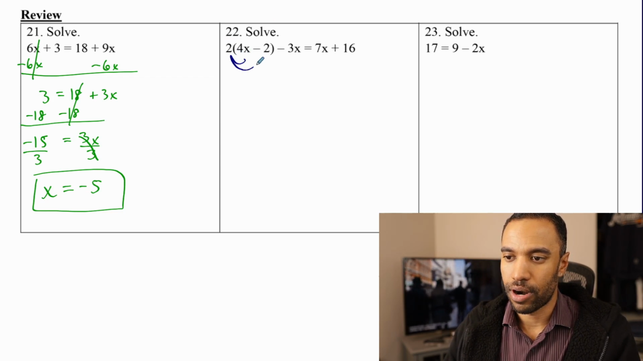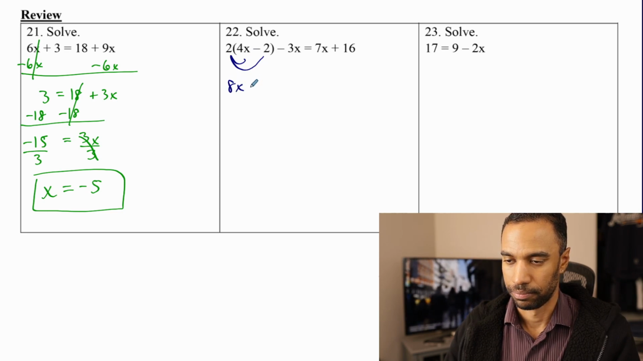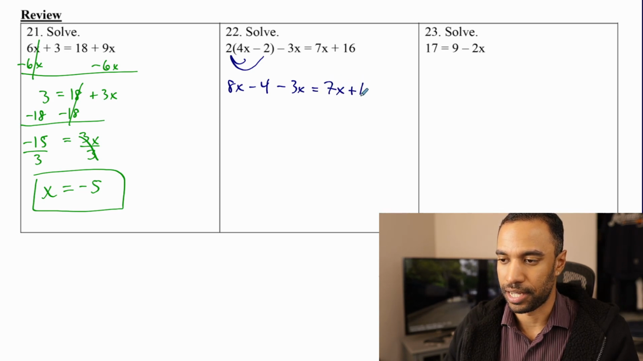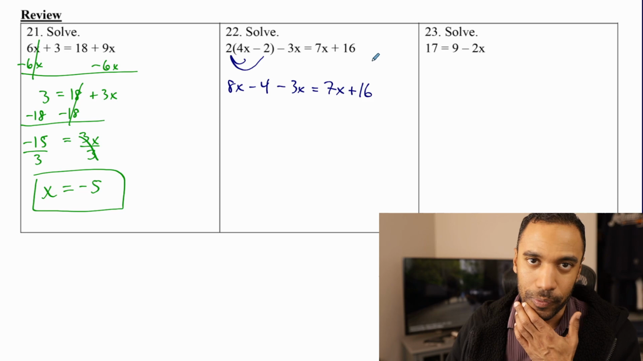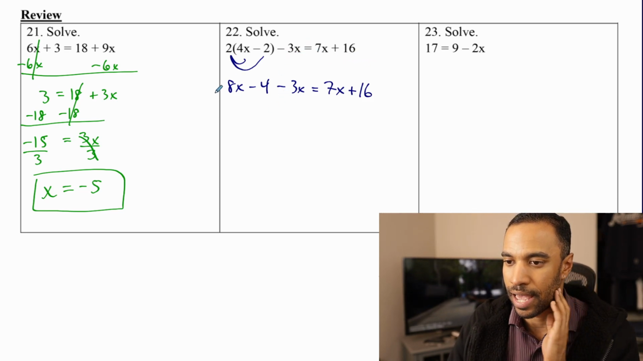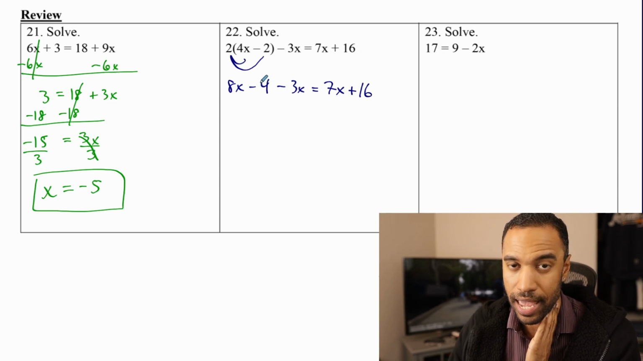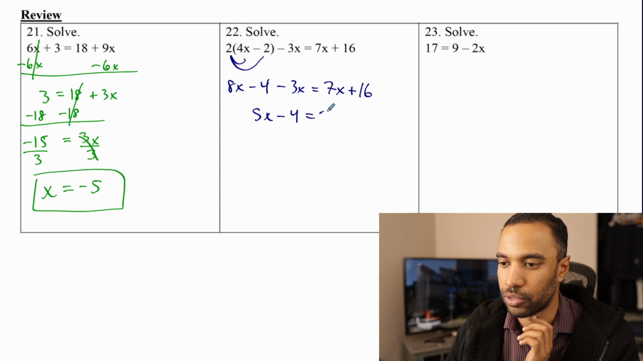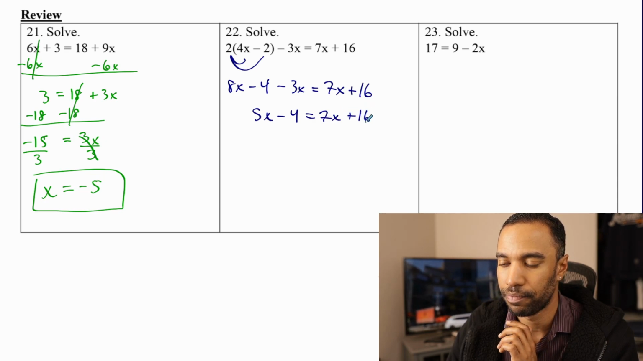Solve 2 times 4x and 2 times negative 2. I get 8x minus 4. Here's the minus 3x equals 7x plus 16. Yes, I'm going to get my x's on one side of the equation, but I first want to simplify this left side. I have 8x minus 3x, and that gives me 5x. 5x minus 4 equals 7x plus 16.